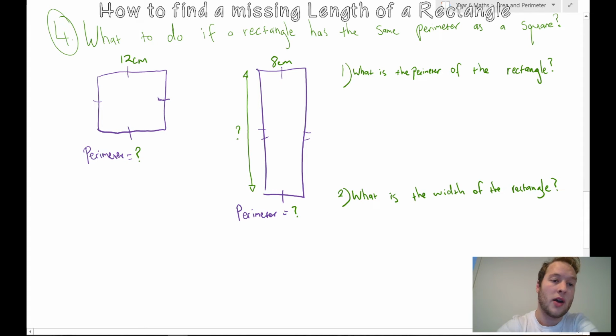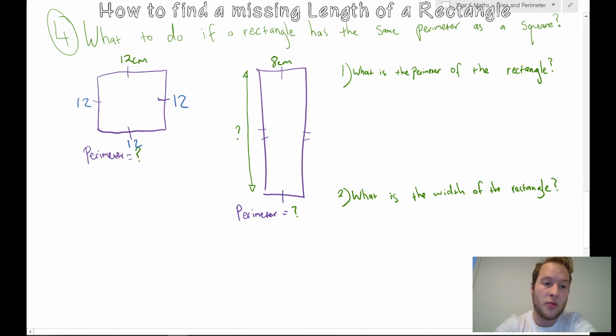So, well, I know for a square, all of the sides are going to be identical. So if this is 12, it means this is 12, which means this is 12, which means this is 12, because it's a square. They've all got that little one line on them, so it means they're all identical. So first of all, I can tell what the perimeter is already.